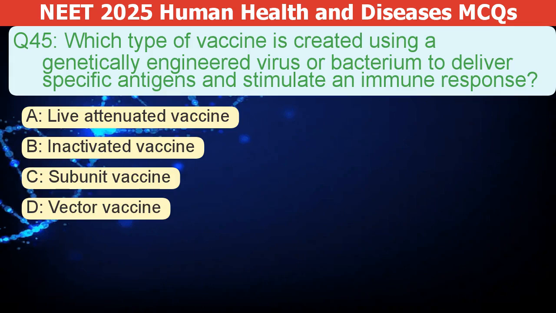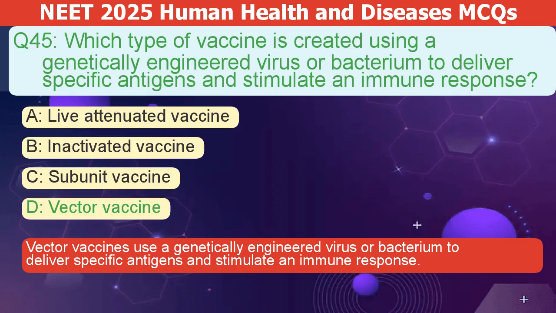Which type of vaccine uses a genetically engineered virus or bacterium to deliver antigens and trigger an immune response? A. Live attenuated vaccine. B. Inactivated vaccine. C. Subunit vaccine. D. Vector vaccine.